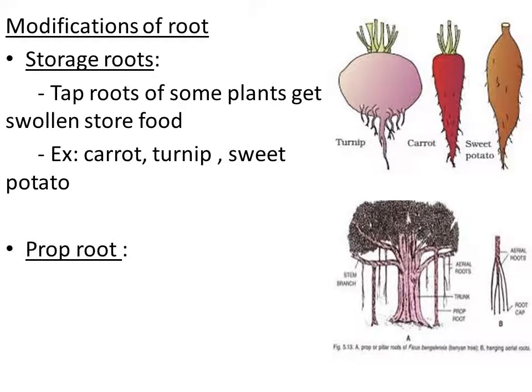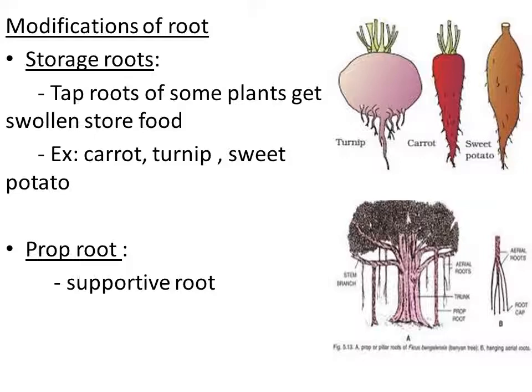Then one more modified root is the prop root. What do we mean by prop root? A prop root is a kind of adventitious root. This adventitious root gives additional support to the plant. The best example is the banyan tree. In the banyan tree, you can see the presence of hanging structures, right? You can also observe them in the diagram. There are many hanging structures. They arise from the branches of the tree.